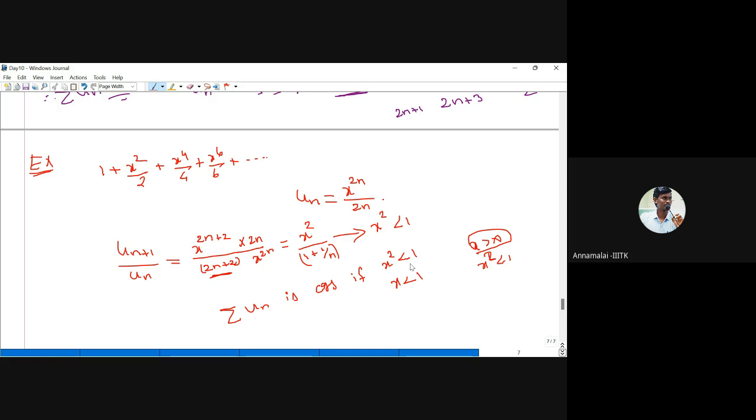Suppose nothing is given about x, then x square should be less than 1. So that means x may lie between -1 and +1. So only for values of x lying between these, the given series is convergent. Otherwise, divergent.